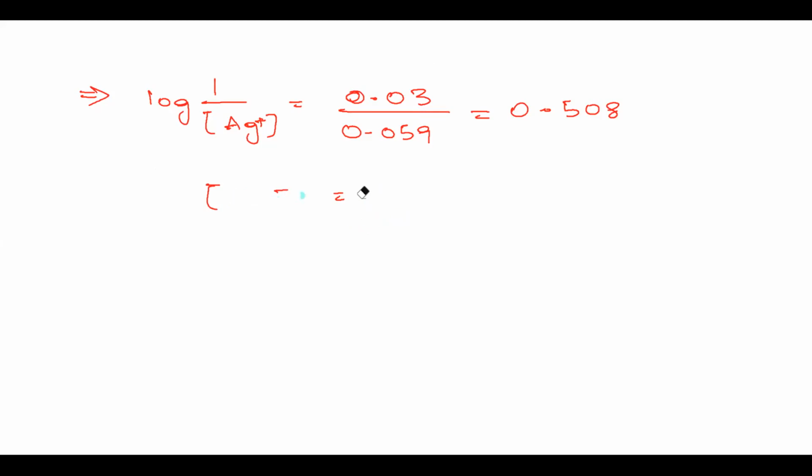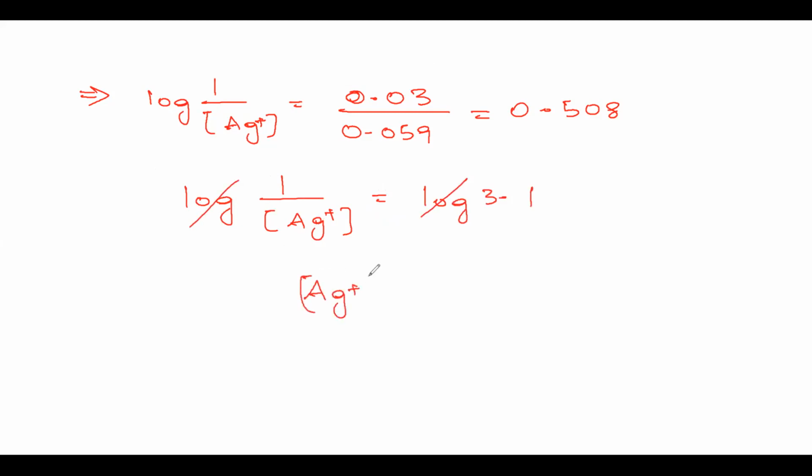Here one more step is missing. Log of 1 by Ag plus is equal to log of 3.1. The log cancels on both sides. So 1 by Ag plus is equal to 1 by 3.1, so the concentration of Ag plus is equal to 0.31 approximately.